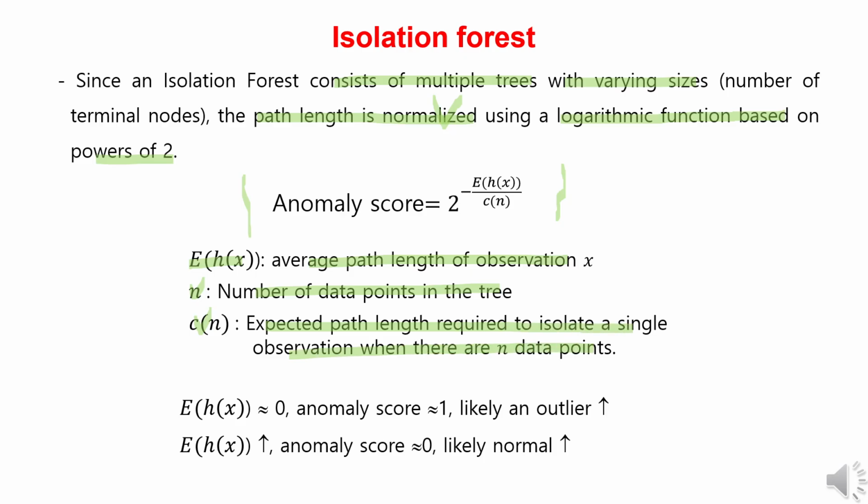Thus, the smaller E(h(x)) is, the closer the anomaly score is to 1, indicating a higher likelihood of being an outlier. Conversely, the larger E(h(x)) is, the closer the anomaly score is to 0, indicating a higher likelihood of being normal.